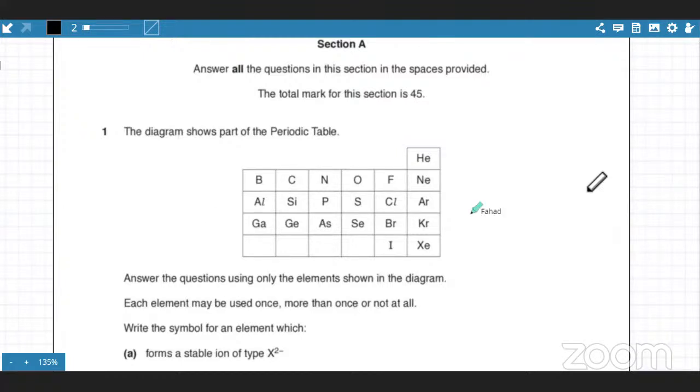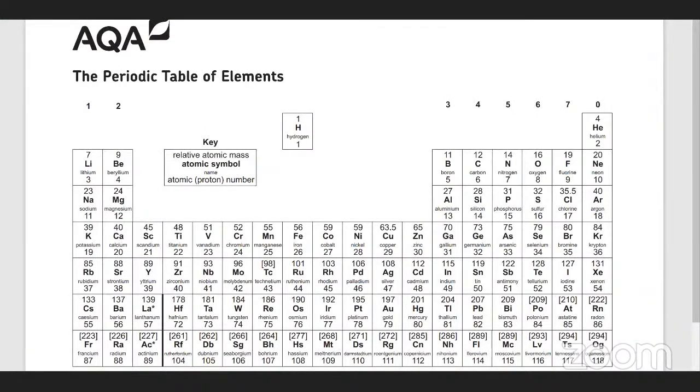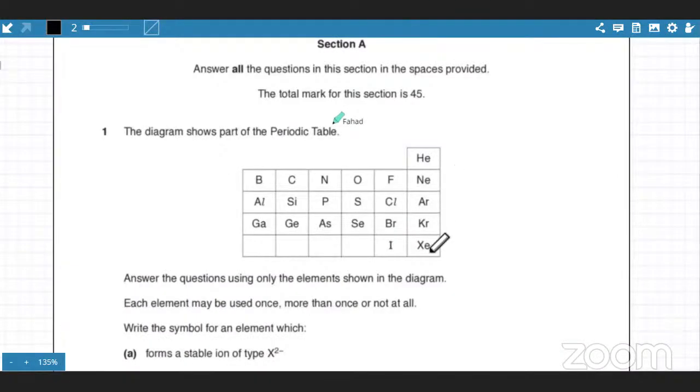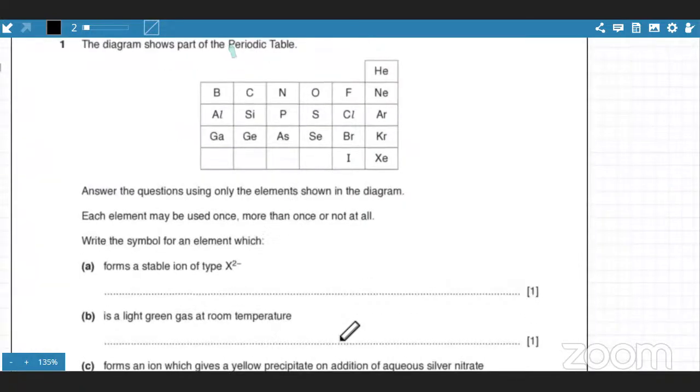The question reads that the diagram shows part of the periodic table. I have a periodic table in front of me. So which part are they exactly showing? These are the noble gases over here, and then it's group 7, so it's the right hand side. Now answer the question using only the elements shown in the diagram. Each element may be used once, more than once, or not at all. Write the symbol for an element which... so we have to answer these questions now.